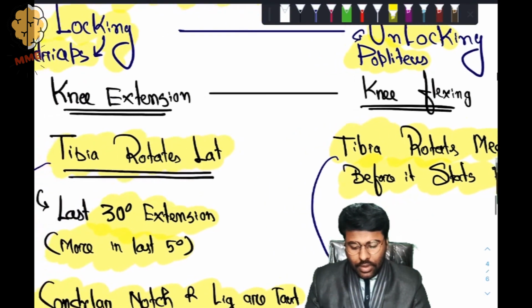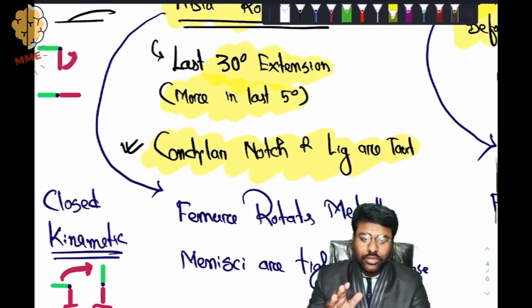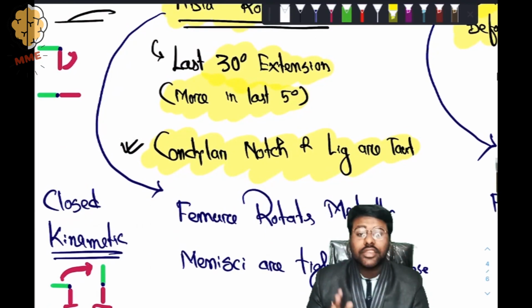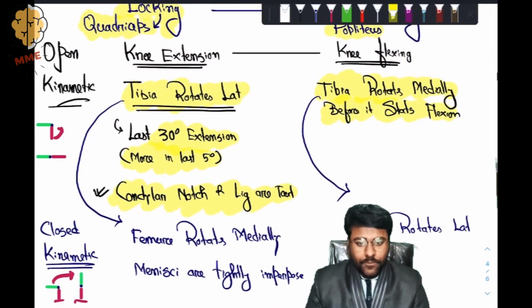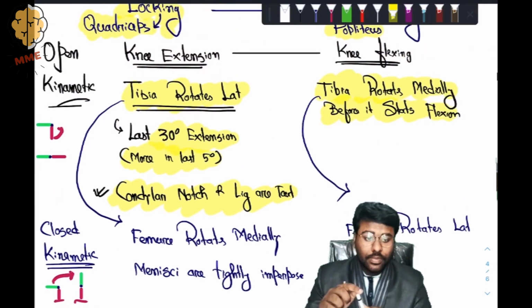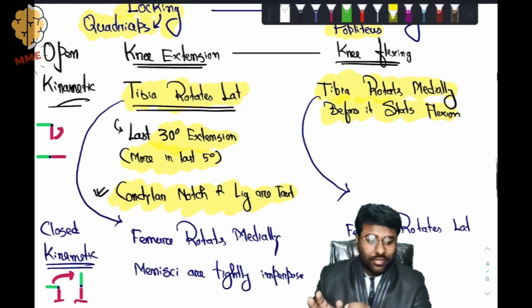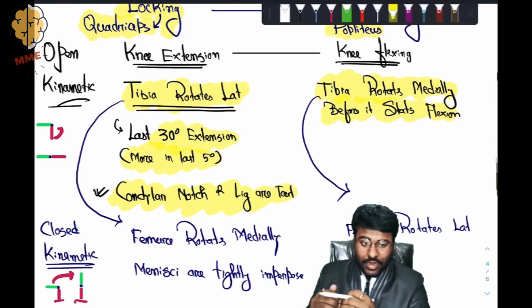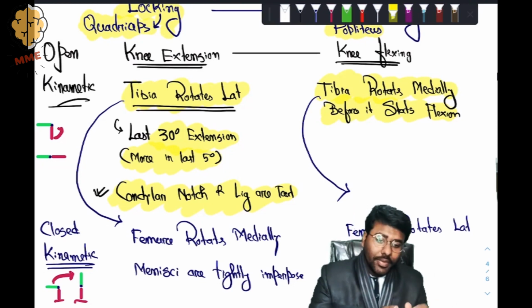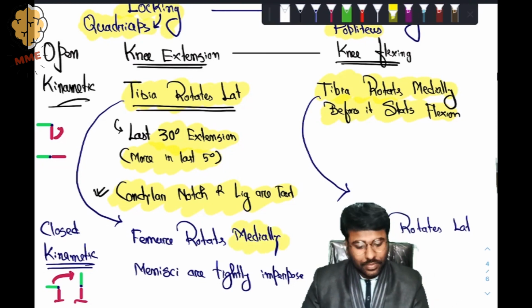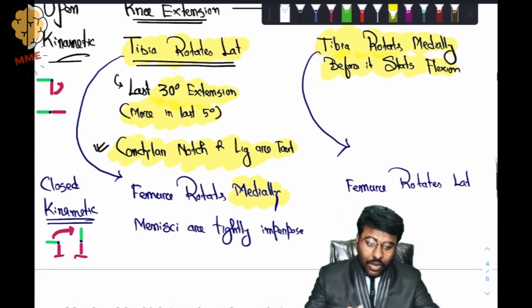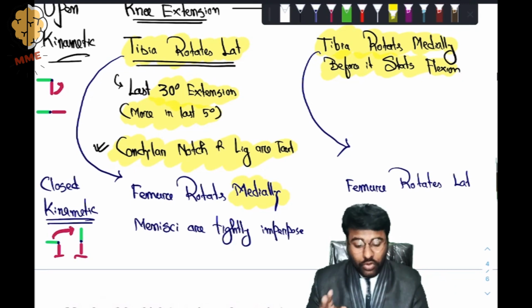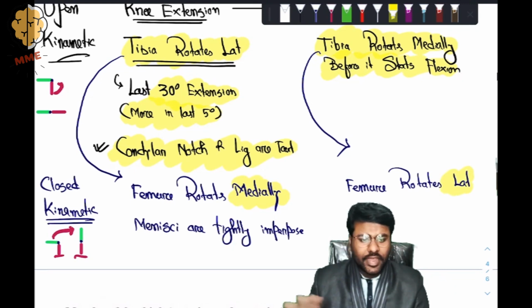Now in case of the closed kinematics, just the opposite occurs in the femur. In knee extension, the tibia goes laterally, so in closed kinematic the femur has to go medially. In knee flexion, the tibia goes medially, so the femur has to rotate laterally. It's very easy. Once you understand one kinematic, everything is clear.